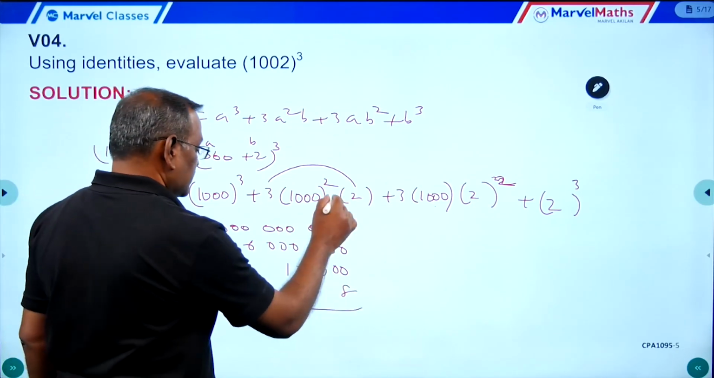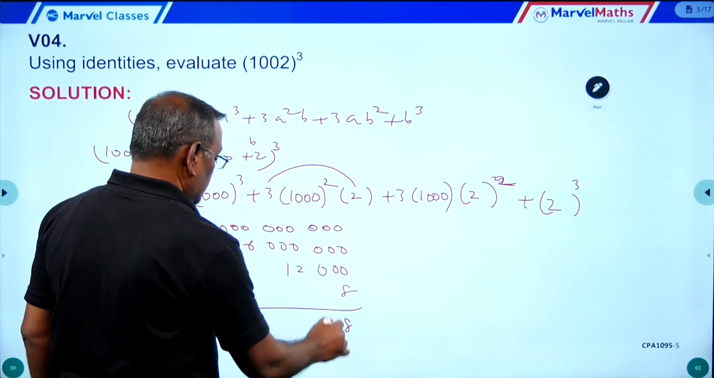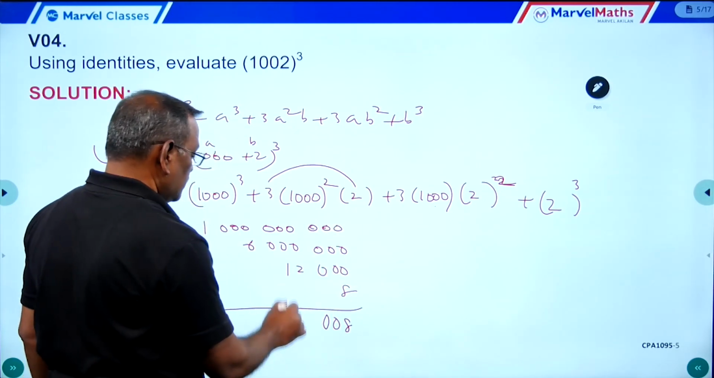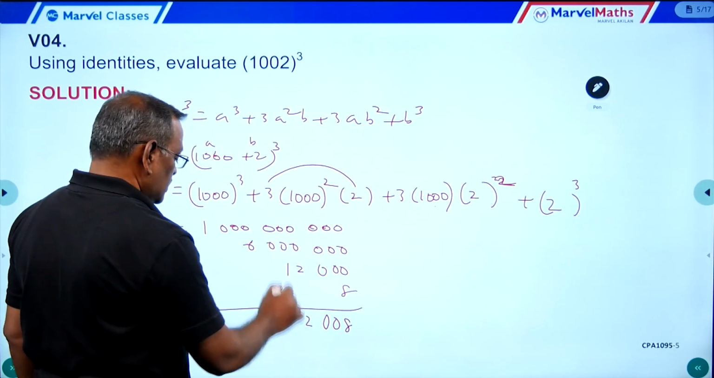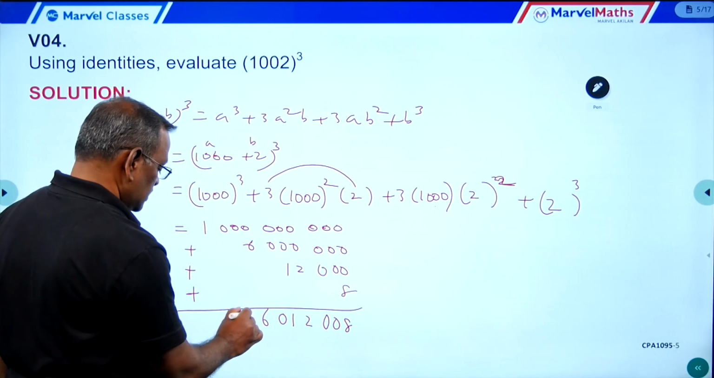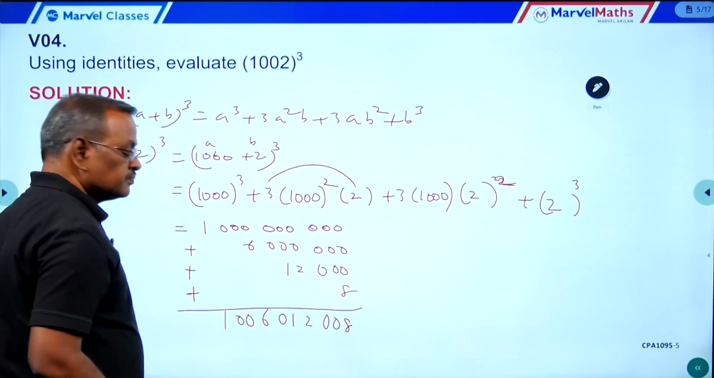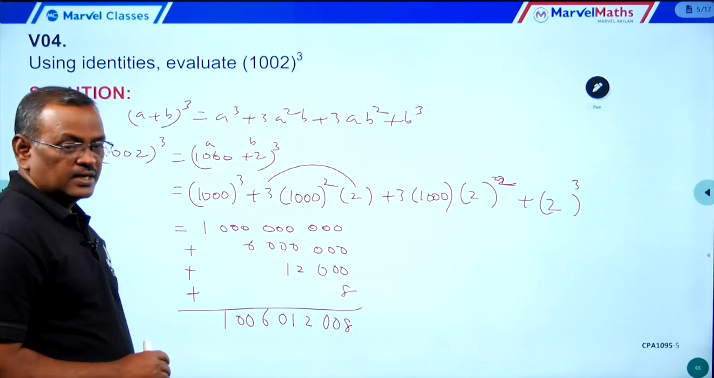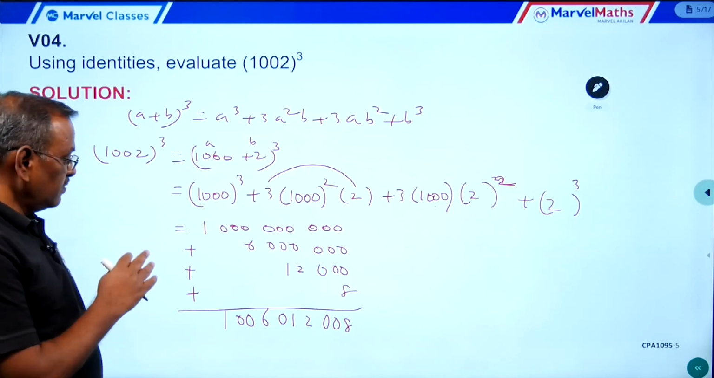So what is the value? The first column is 8, second column completely 0, third column 0 and this one is 2, the next column 1 and 0, 6, 0, 0, 1. Very simple. Follow this column wise technique.